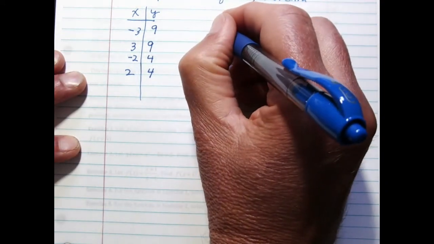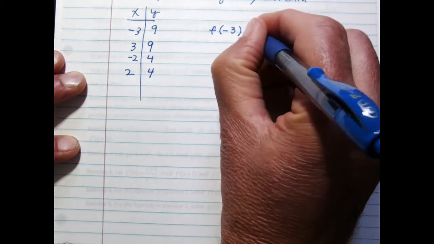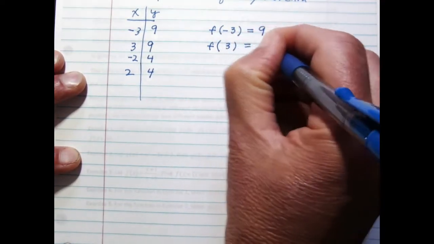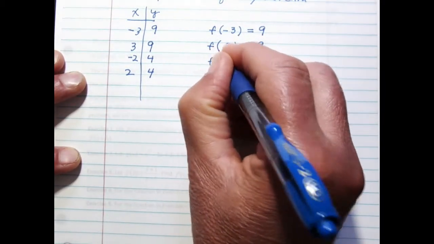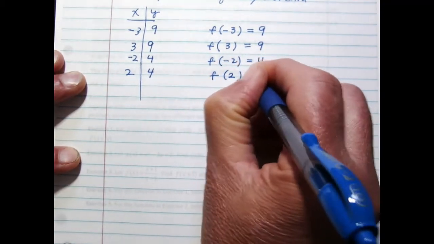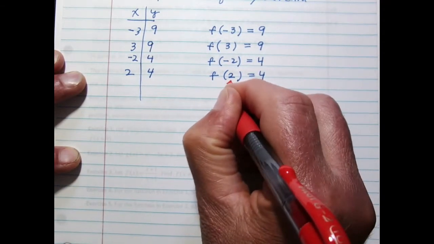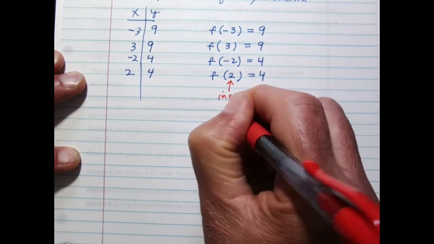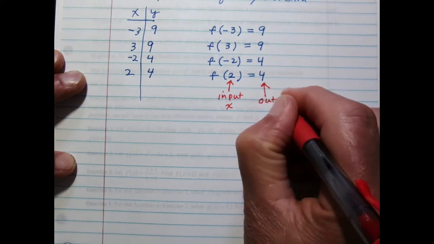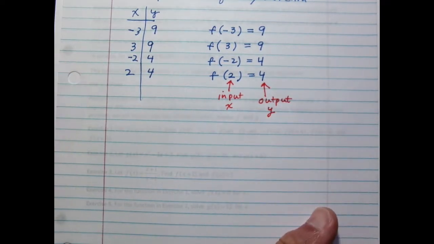In function notation, we would write f of -3, f of the x value equals the y value, 9. f of 3 equals its y value, 9. f of -2 equals its value, 4. f of 2 equals its y value, 4. So notice that in parentheses goes the input, which is like an x value. Over here on the right side of the equal sign is our output, but that's equal to f of the input, right? The y value.